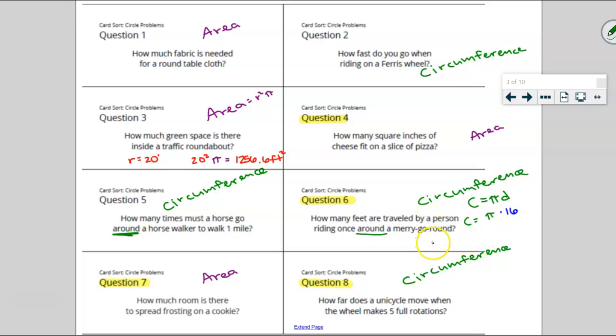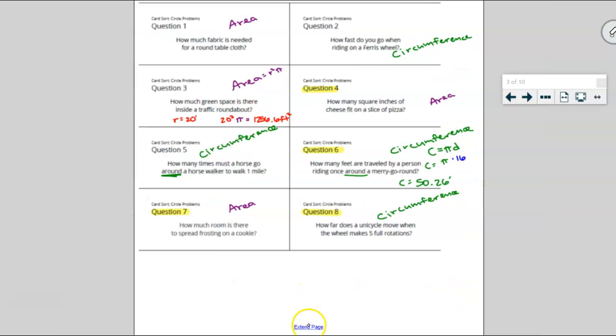What did you get? 50.26. And what is the unit of measure here? Feet, yes, because we're traveling 50.26 feet as we go around. They are not feet squared that we're traveling, they're just feet. Let's move on to number 7 then, area.